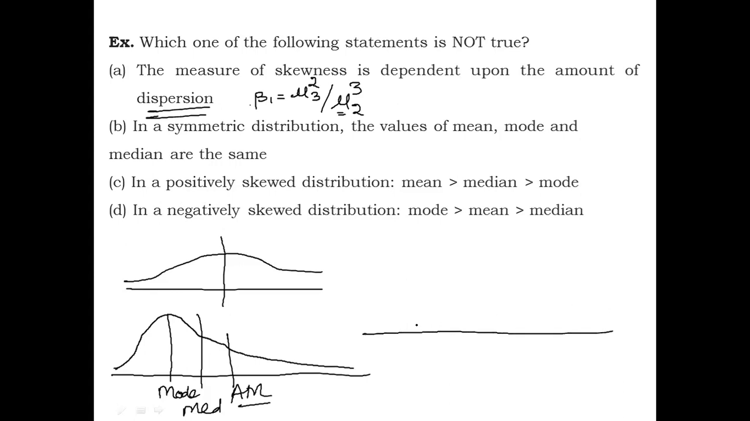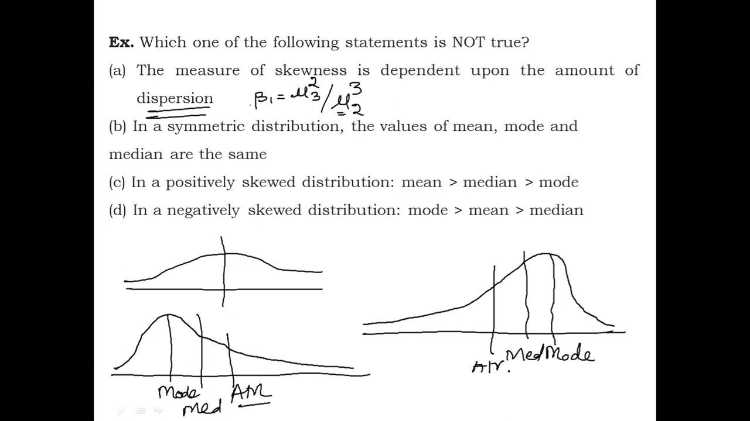Now let us see the last one here. Negatively skewed means fewer observations at the beginning and maximum observations at the end. So in this case, this will be the mode. Then in between there will be the median, and the arithmetic mean will be the least. So here mode is greater than mean. So this is not correct, and so the answer has to be option D. D is going to be the correct option.